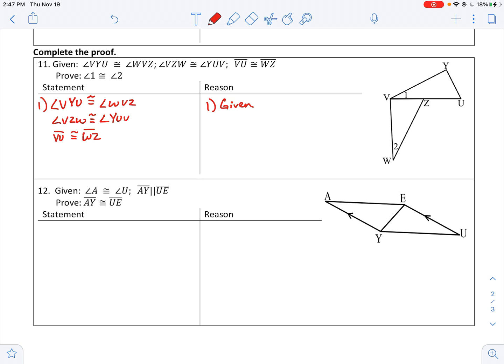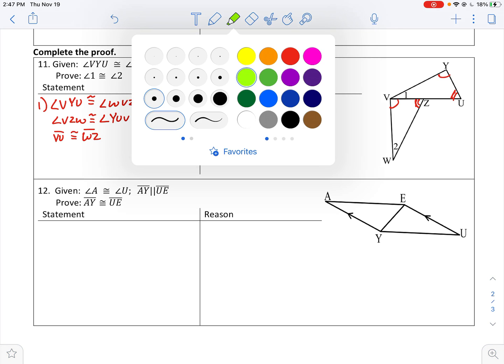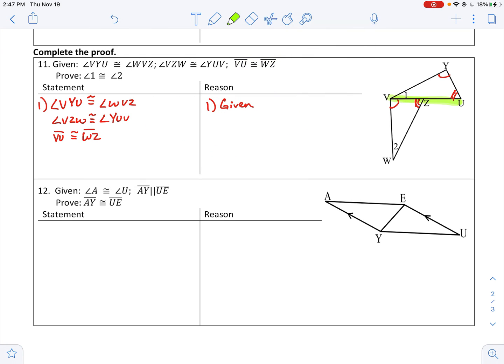So given statement. Okay, let's mark those in. Angle 1, that didn't tell me anything. VYU, WVZ, cool. VZW, VZW, that one's congruent to YUV, great. VU, I'm going to highlight these because it's kind of hard to tell. VU is congruent to WZ.